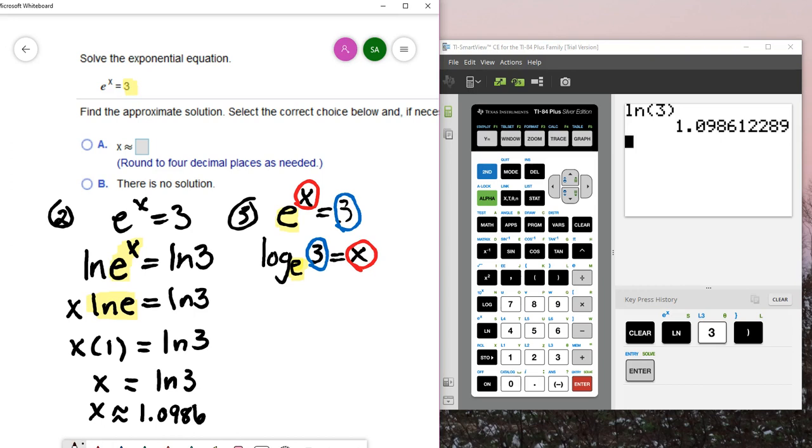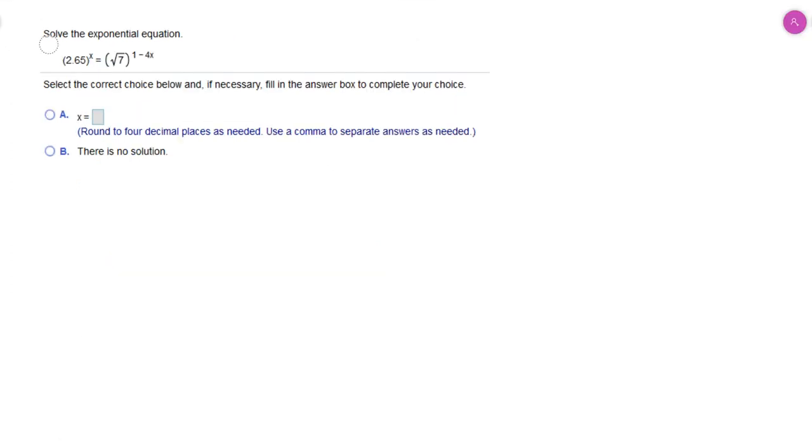Now we don't typically write log base e. We have special notation, which is natural log. So it's natural log 3 equals x. And you can see we got the same answer that we got before. x equals natural log 3. So typing that in our calculator, we got approximately 1.0986.